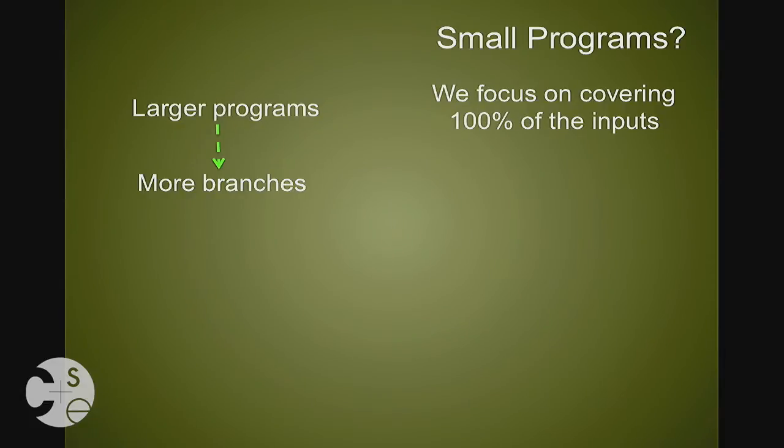It is likely to have more branches. So the dotted green line means likely to be the case. So it's likely to have more branches in the code. You mean in the absolute sense? Yeah. Per line of code, absolute the same sense. Absolute number, yeah. Right. I mean, more branches, right?